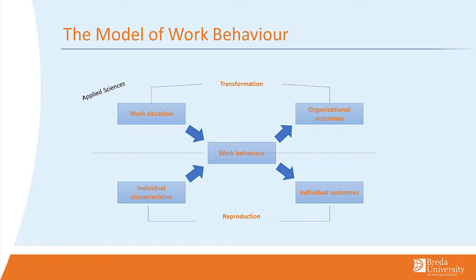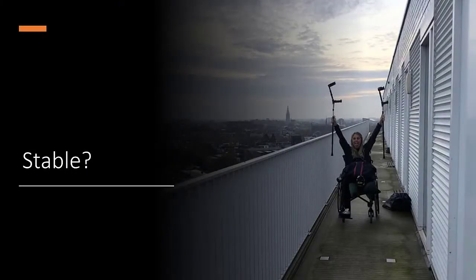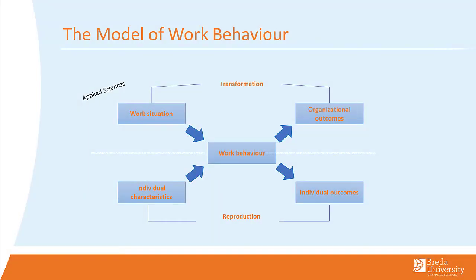Individual characteristics consist of stable characteristics, such as intelligence or physical aspects. Well, stable as in an employer can't really change the physical aspects. The person themselves can, of course, fracture something. But there are also changeable aspects for the individual, such as their motivation and their skills. The work behavior of a person, in turn, influences certain organizational outcomes. So you can think about customer satisfaction or sickness absence rates. It also influences the individual outcomes, such as job satisfaction or productivity.